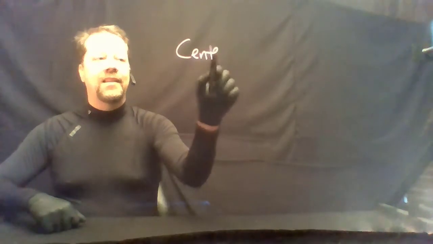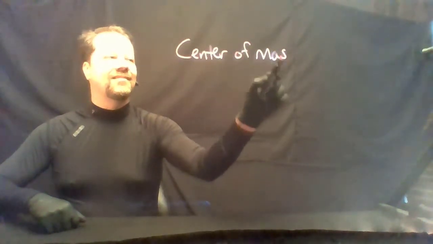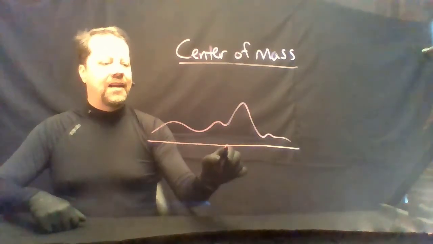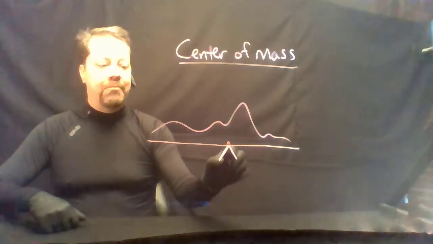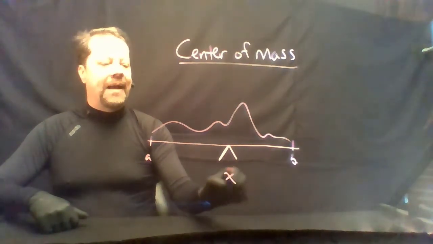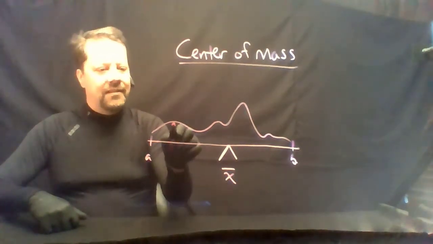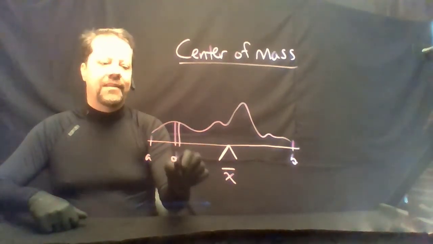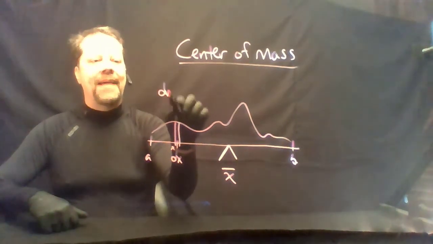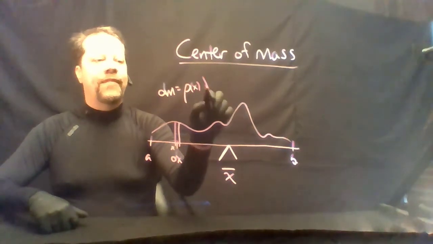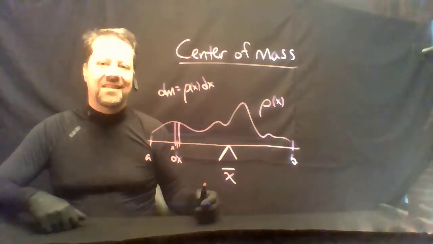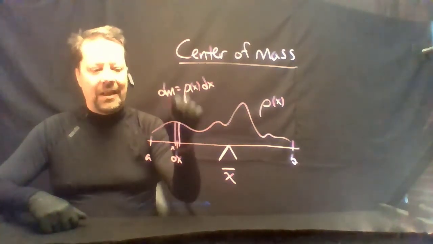If I want to find the center of mass, consider a distribution of mass. And let's suppose there's a fulcrum, kind of a balancing point. This goes from A to B, let's say, and we have a balance point, x bar. If you take a thin slice of width dx at some point x, then the amount of mass right there, the little element of mass, is rho of x dx, assuming that the distribution of mass is given by a mass density rho of x. That's your little element of mass applied right here.